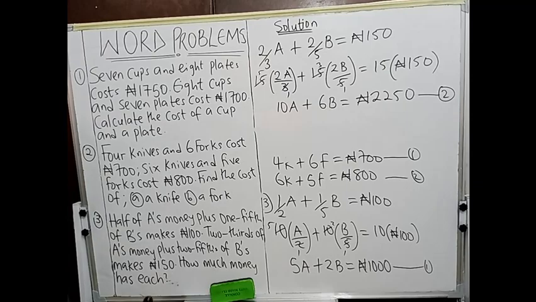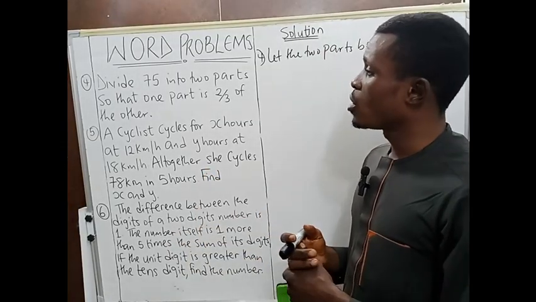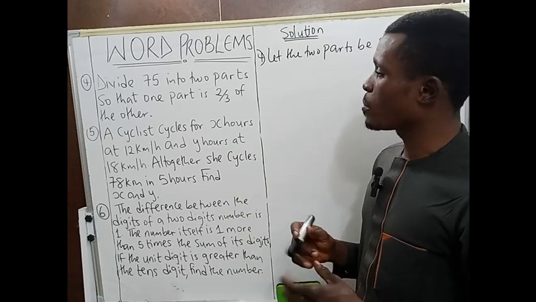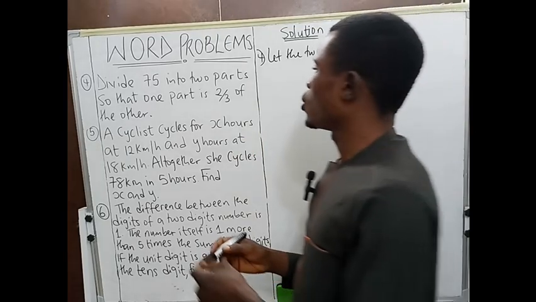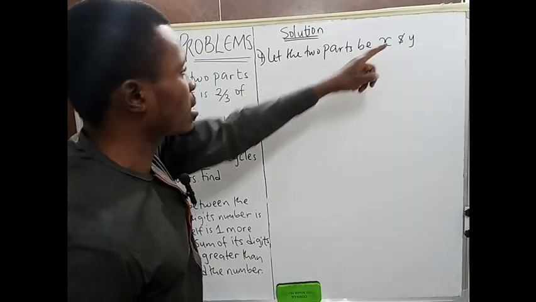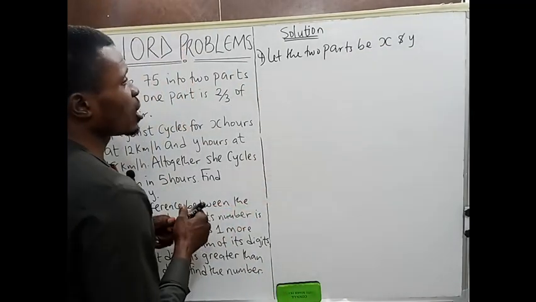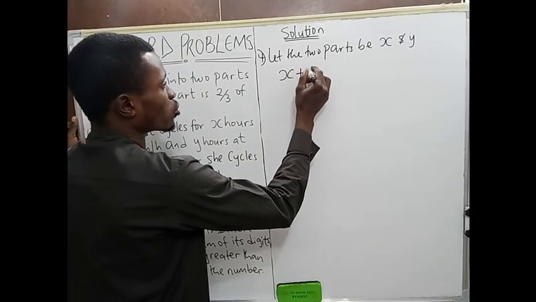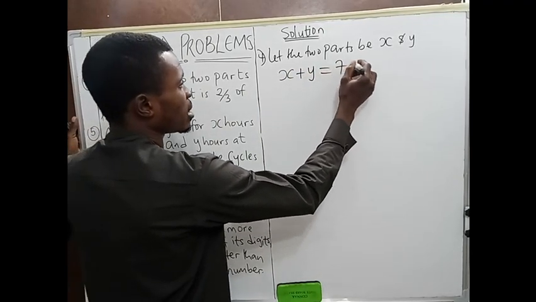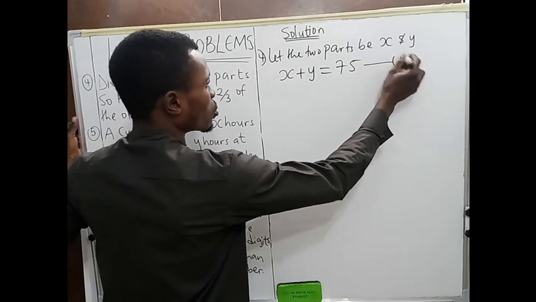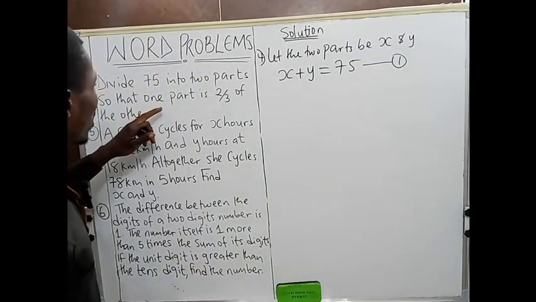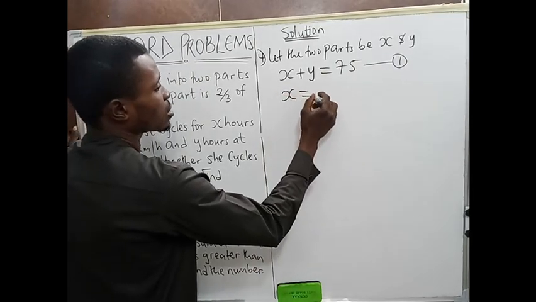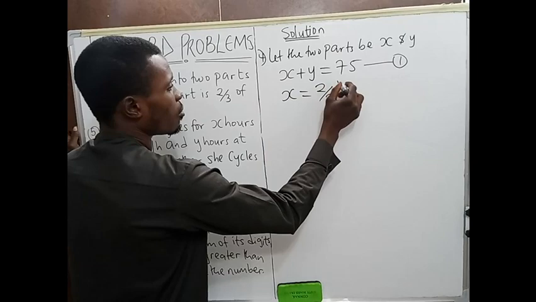Okay, now we'll move to the next set. Now for number 4, we are asked to divide 75 into 2 parts, so that one part is a third of the other. So we let the 2 parts be X and Y. If 75 is divided into X and Y, it means X plus Y, the sum of the 2 parts, will give us back 75. This is our equation 1. We're also told that one part is a third of the other. X equals a third of Y.